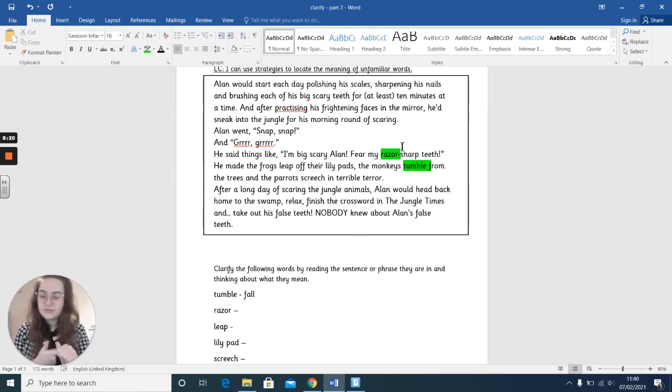You might want to use your prior knowledge, especially for lily pad, if you've ever heard of a lily pad before, or if you know anything about frogs, or if you've read any books about frogs before, that might help you know what a lily pad is. And if you can't infer it from the sentence, you haven't really ever heard the word before, so you can't use your prior knowledge, then it's time probably to look it up.